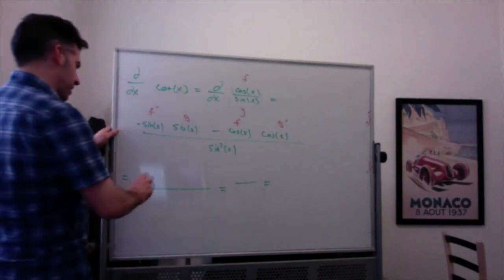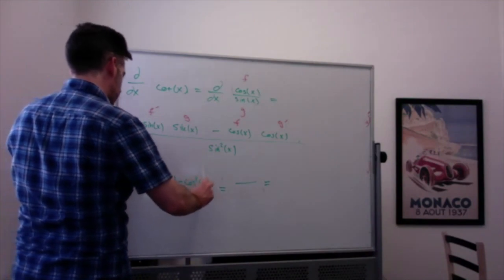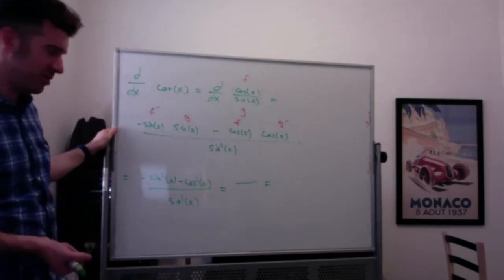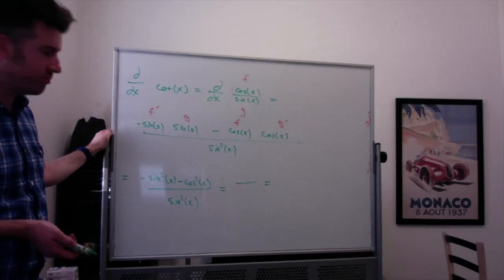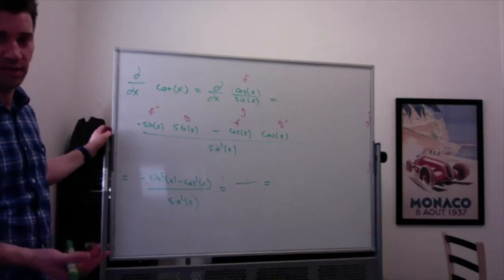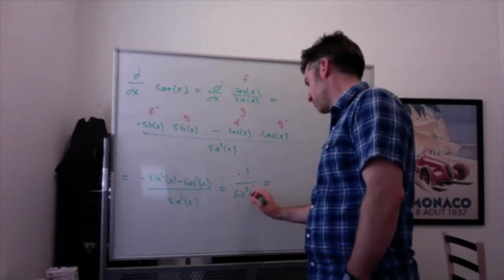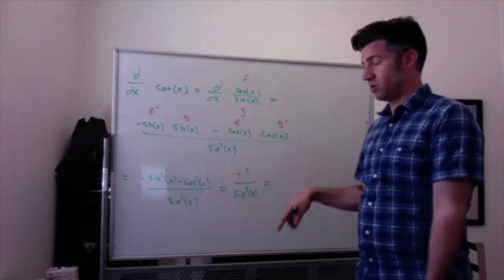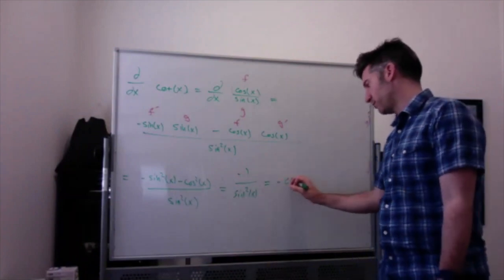So let's see, on top I have negative sine squared x minus cosine squared x, all over sine squared x. All right, anybody help me out? Can anybody tell me what negative sine squared x minus cosine squared x is equal to? Negative 1. Yeah, and you can either just say, or you can factor out the negative 1. Say, oh yeah, it's negative 1 times sine squared plus cosine squared. So you get negative 1 over sine squared of x. 1 over sine of x is cosecant of x. So 1 over sine squared is cosecant squared. So we get negative cosecant squared.